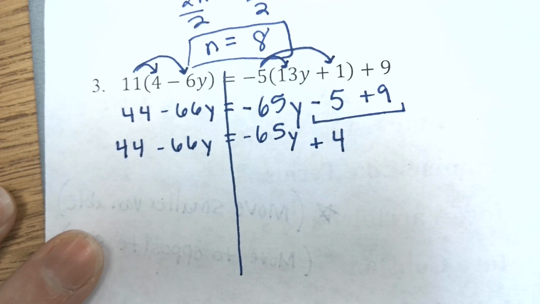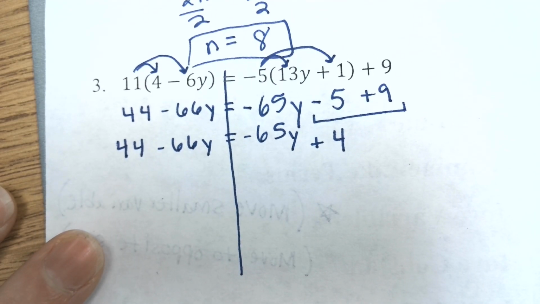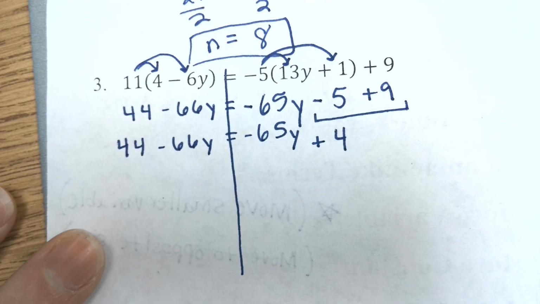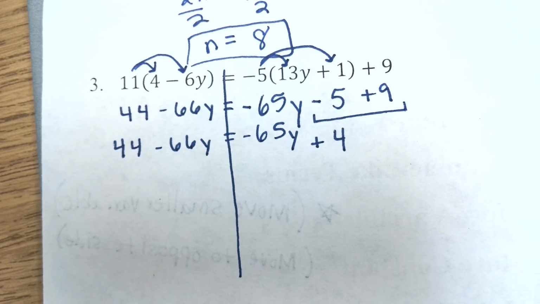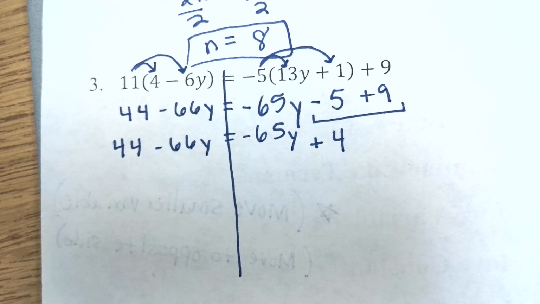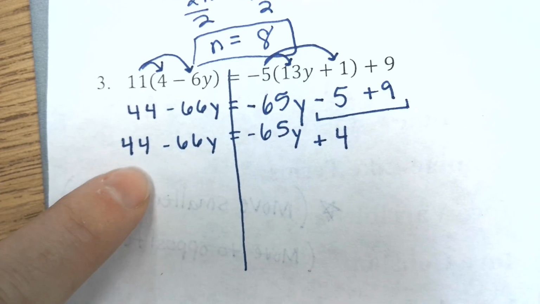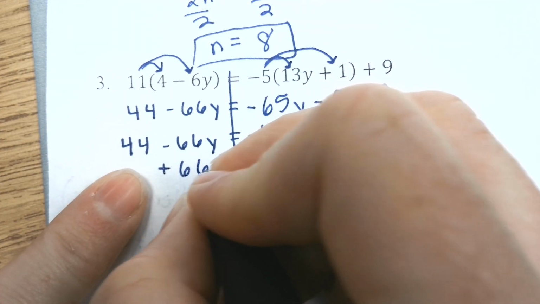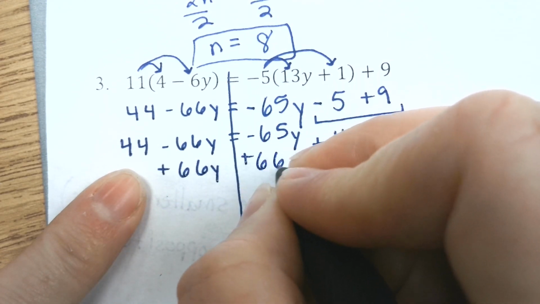All right, seems like we have big numbers, but it's going to be okay. We can do this. So we want to move the smaller y. So which one's smaller, negative 66 or negative 65? Negative 66. Yeah, so we want to do the opposite. So plus 66y, plus 66y.